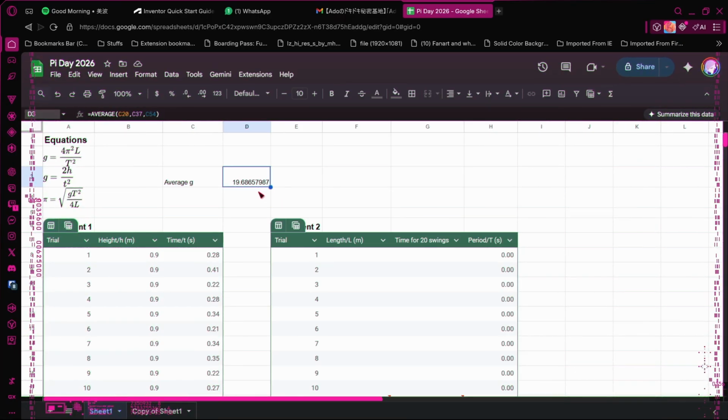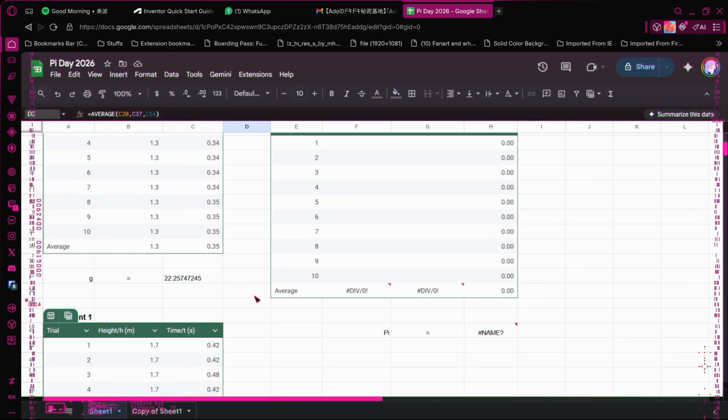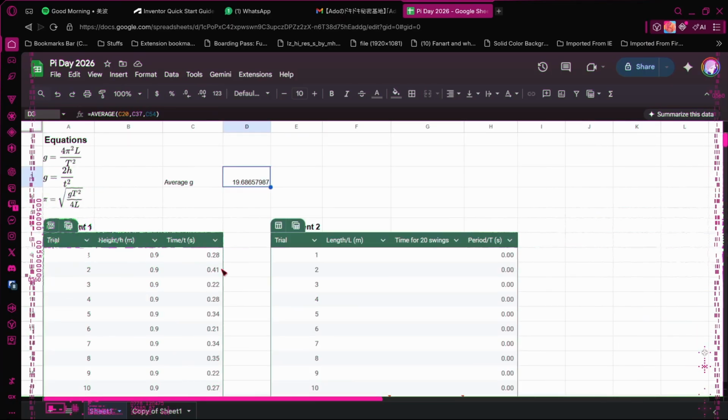It is more than double the accepted value. But who knows? You know, this might be the real value. So yeah, we will continue on to doing experiment number 2. I will see you back in the classroom.